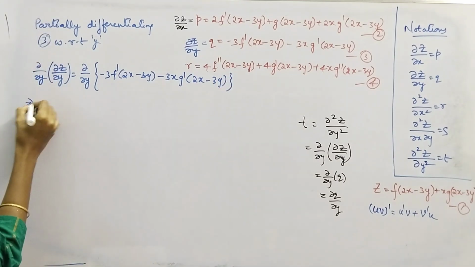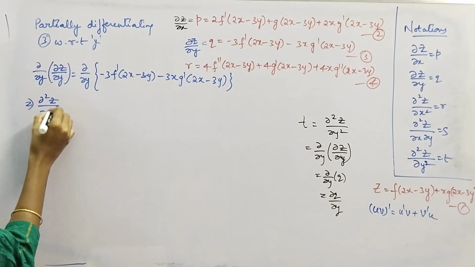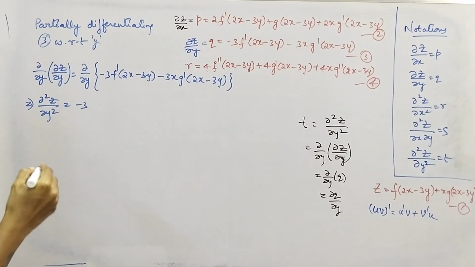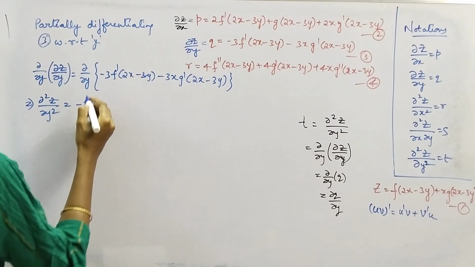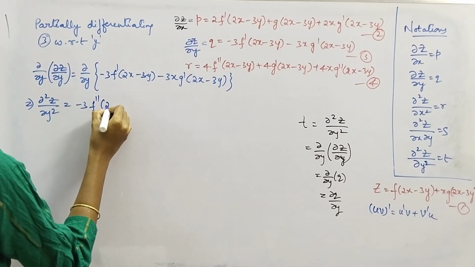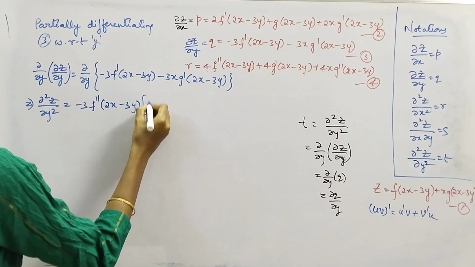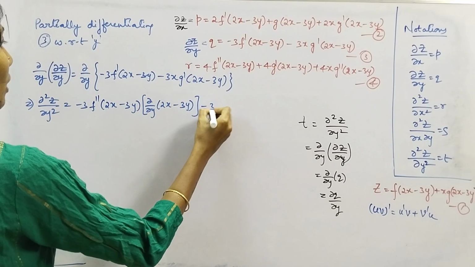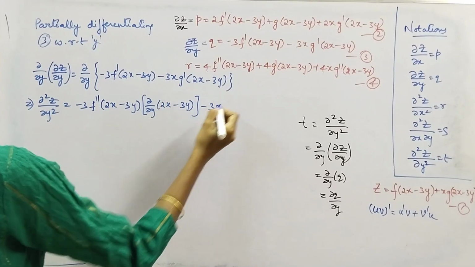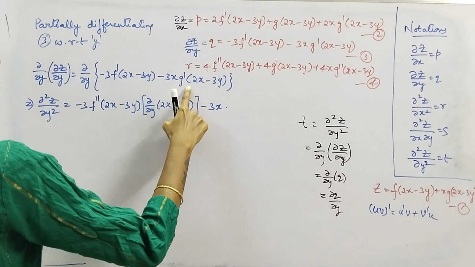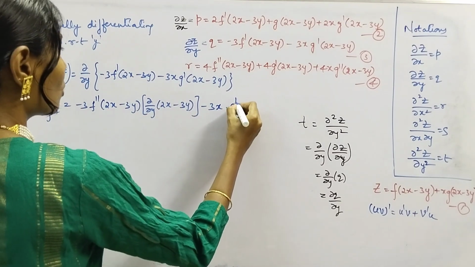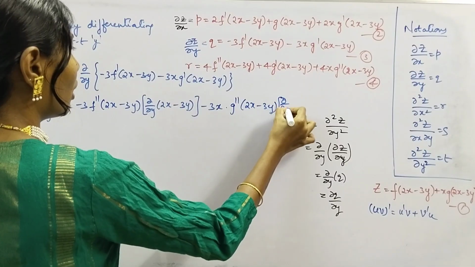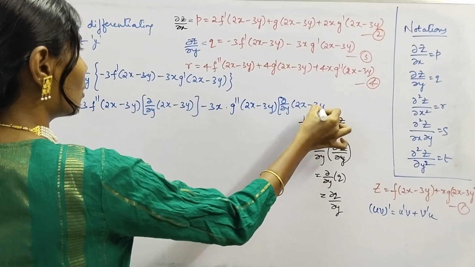Right? This gives us ∂²z/∂y² equal to -3 into, here we are partially differentiating with respect to y, so we'll treat x as constant, and the partial derivative of f' with respect to y is f''(2x-3y) into the inner derivative ∂/∂y of (2x-3y), right? Minus 3 into, here you're having x, consider as constant, into the partial derivative of g' with respect to y is g''(2x-3y) into the inner derivative ∂/∂y of (2x-3y), right?